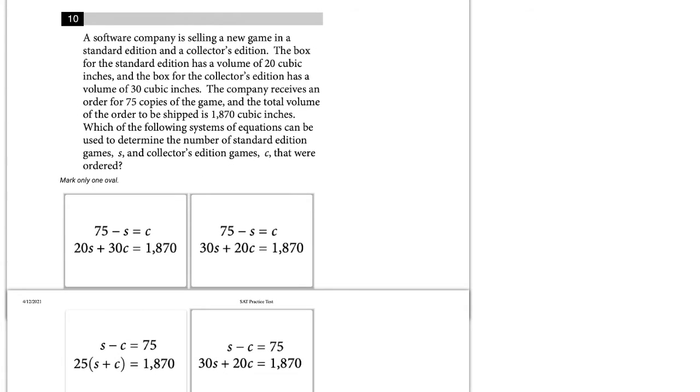Software company. Let's see what this thing says. A software company is selling a new game in a standard edition and a collector's edition. So we got two versions. The box for the standard edition, volume is 20 cubic centimeters. So let's go standard. The volume equals 20 cubic centimeters.